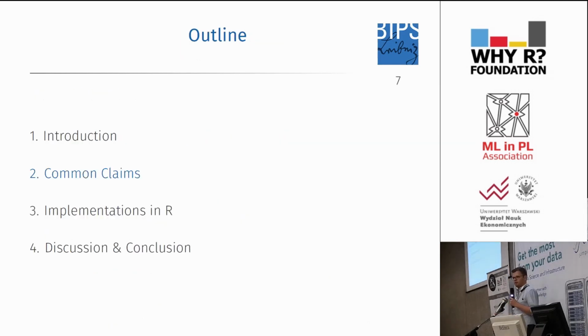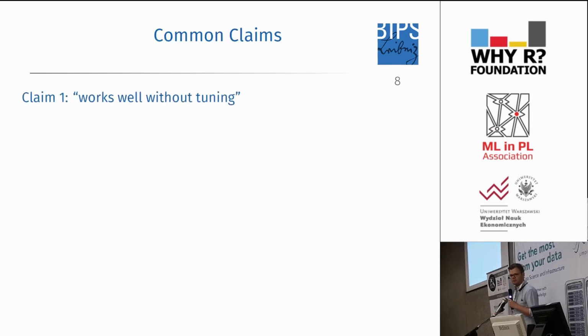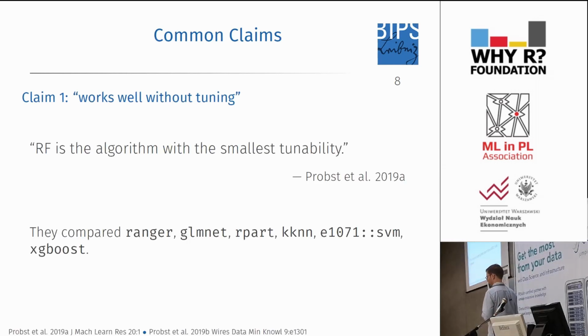So that was the very brief introduction to random forest, and we'll start with our claims. The first claim is random forests work well without tuning. You often read that. And if you look at the publication by Philipp Probst et al. of this year, they say random forest is the algorithm with the smallest tunability. They compared random forest with the ranger package, glmnet for the lasso, single trees with rpart, k-nearest neighbors, support vector machines, and XGBoost.